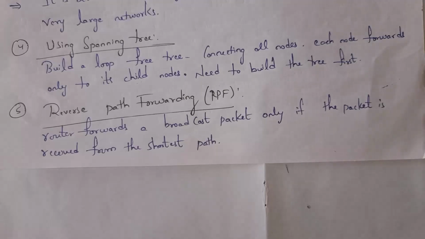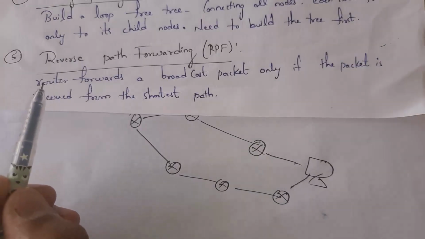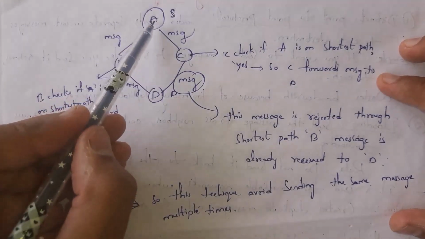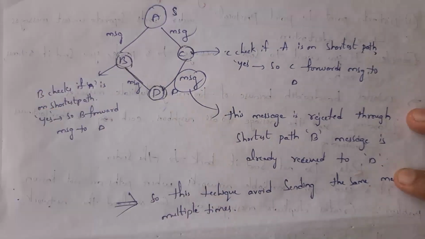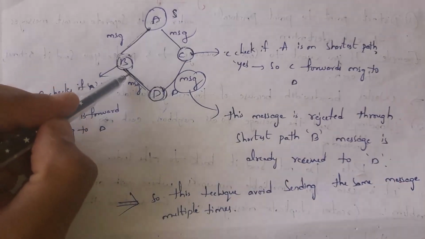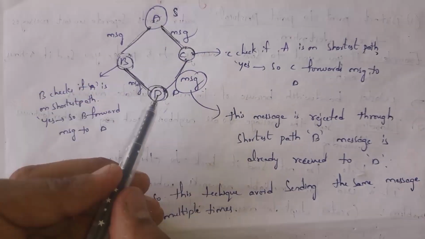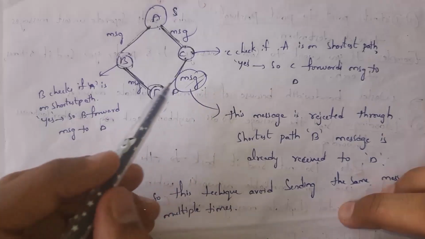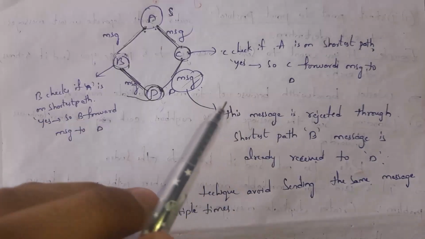The fifth broadcast routing algorithm is reverse path forwarding. Shortly we call it RPF. In reverse path forwarding, a router will forward a data packet only if the packet is received from the shortest path. For example, router A wants to send data to router D. At first B forwarded data to D. The B path is the shortest. In this route, data reaches D first. After some time, again in this route, data reaches D. As this path is the longest path, router D gets the same message after some time. Now router D will reject this message because router D already got the message from router B. Already router D received the message.